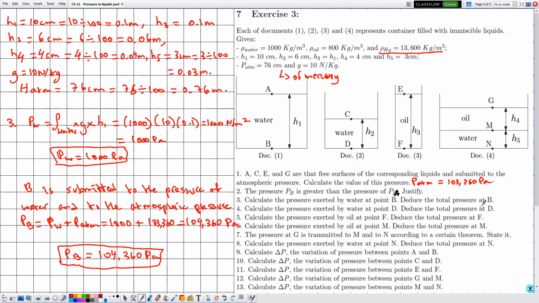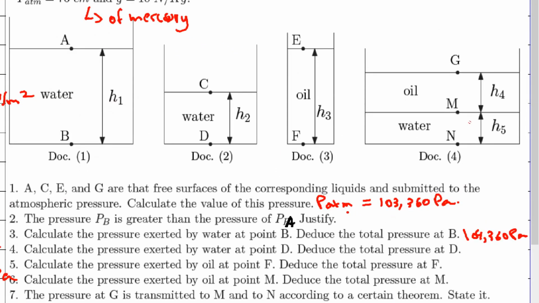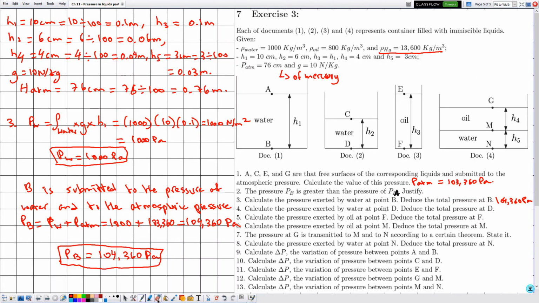Let me write here that the pressure at the point B is given by 104,360 Pascal. So notice that if you need to compare, this value represents the pressure at the point A, and this value represents the pressure at the point B. Comparing both, we notice that PB is greater than PA, which verifies that as the depth in a liquid increases, the pressure exerted by the liquid increases. Let me make some space.